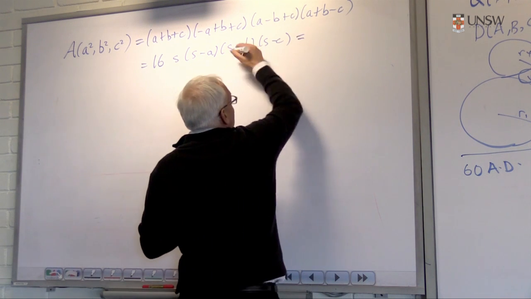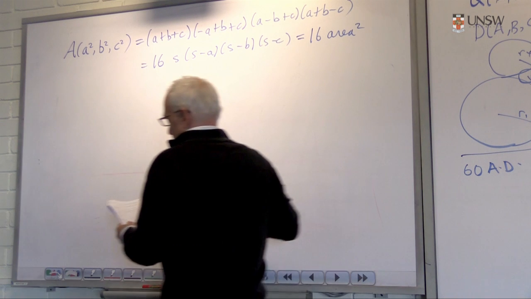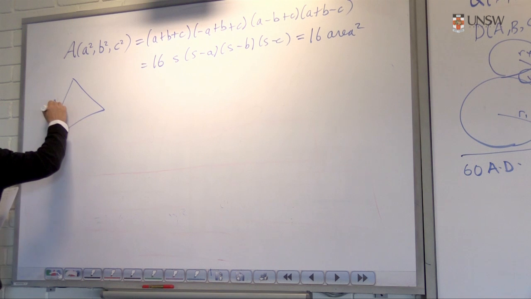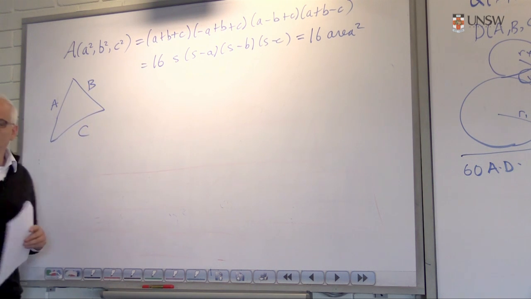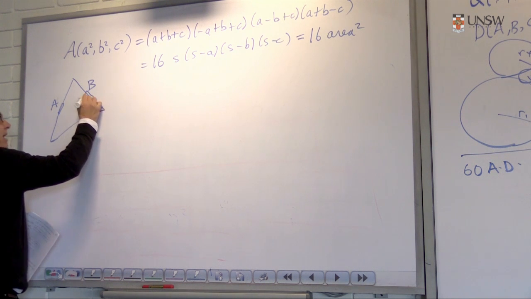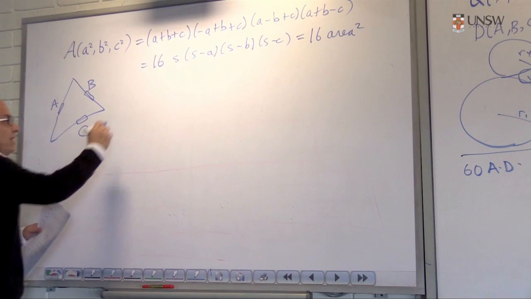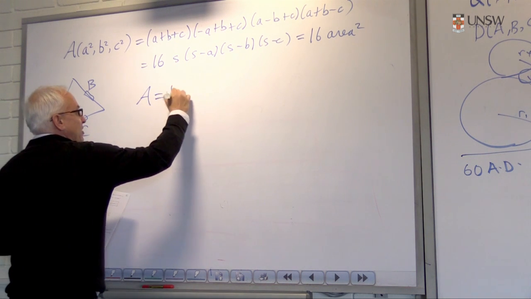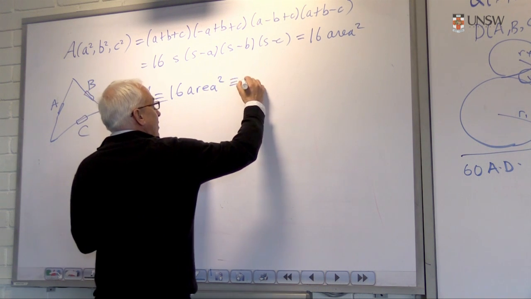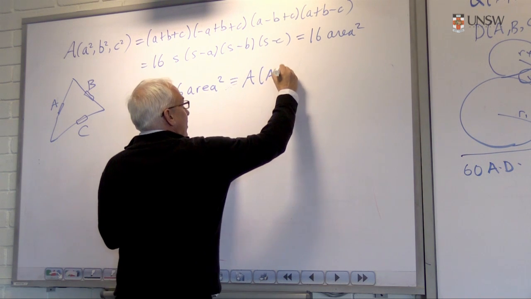And so we see that, from Heron's formula, this is 16 times the square of the area. So now it's giving us an alternate form for the area of a triangle whose quadrances are capital A, capital B, capital C. We now see that we can introduce, say, A, which is by definition 16 times the area squared, which is just A of A, B, C.